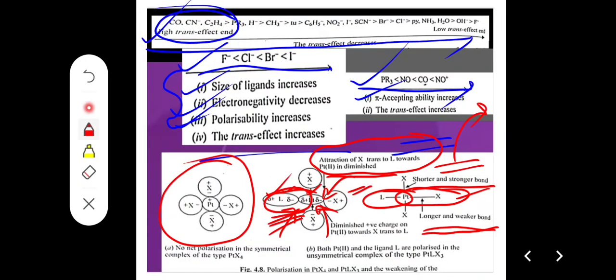Last one, the series from high trans effect to low trans effect. As we know, PR3, NO+, CO are pi acceptor ligands, so they produce a stronger metal ligand bond, so the trans ligand becomes loosely bound. And also for fluorine, chlorine, bromine, iodine, the size of the ligand increases, electronegativity decreases, and polarizability increases. By these three reasons, the overall trans effect increases.